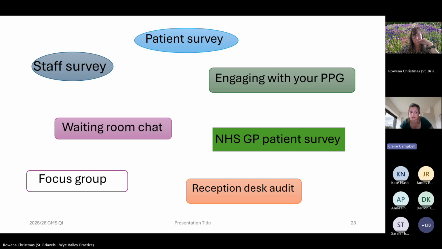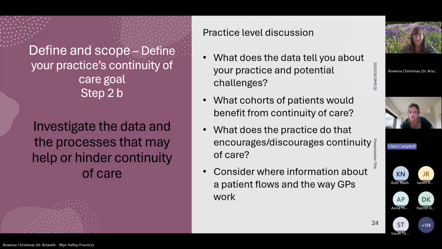So in step 2B, you are investigating the data and the processes that may help or hinder continuity of care. And at this point, you need to consider things like, what does the demographic data tell you about your practice and potential challenges? So, for example, if you've got a large student population, is your population quite deprived? What is the age spread of your patients? Is there a difference within the practice between individual healthcare providers or GPs and continuity? What is the difference between different GPs in the practice? Are there any that are particularly good at achieving continuity of care? And if so, what do they do differently?